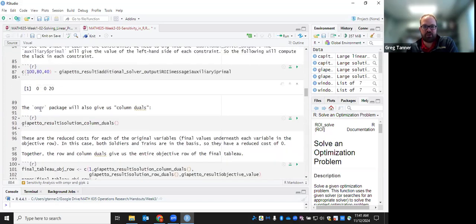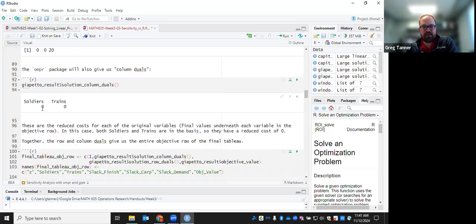The ompr package also gives what it calls column duals. Go ahead and run that. These are essentially the reduced costs of the original variables. These are the final values in the tableau underneath each variable in the objective row. Okay, and so because both soldiers and trains are basic variables, they end up with 0 for the reduced cost.